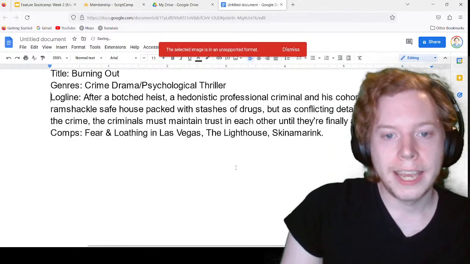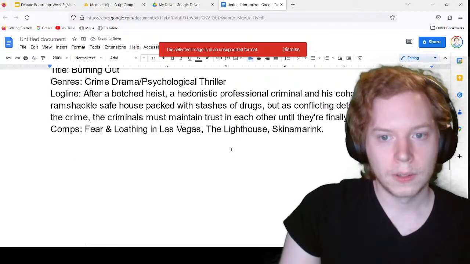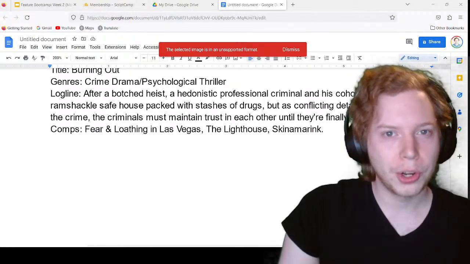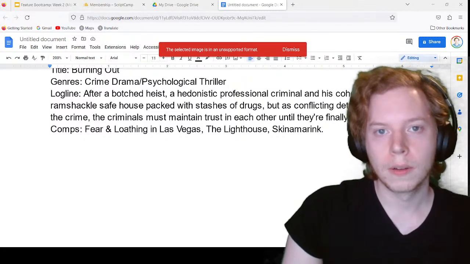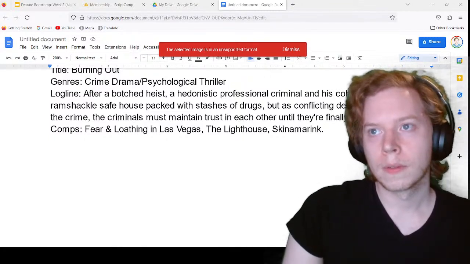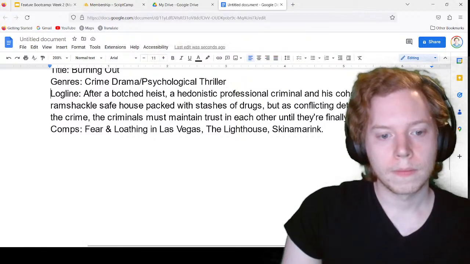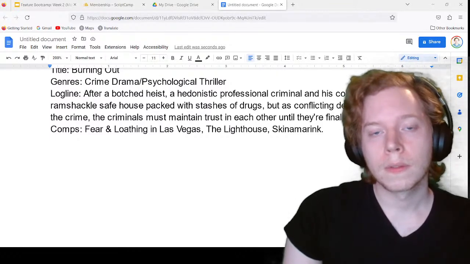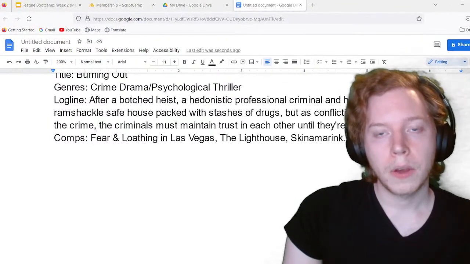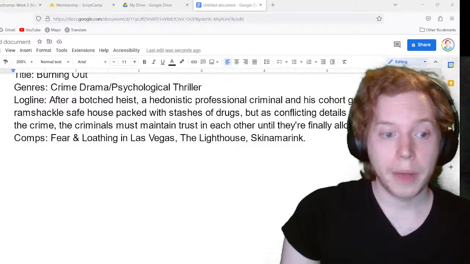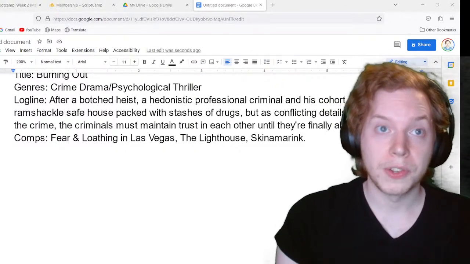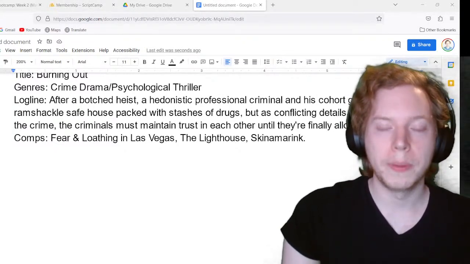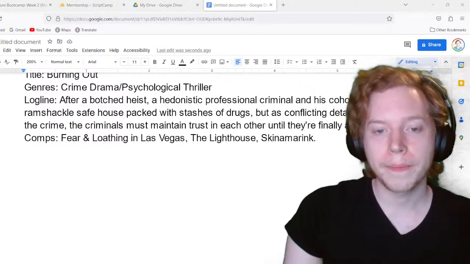After a botched heist, a hedonistic professional criminal. What's a professional criminal, can I just ask? Is that like a cat burglar, or what do you mean? I'm thinking something like a safecracker of some kind, something very precise and with his hands. Okay, I would say that then. I don't really have a reason for that yet, I'm just trying to establish character details. Okay, so a safecracker. I would say that, because most people don't know what a professional criminal is. It would be easier to understand and identify.